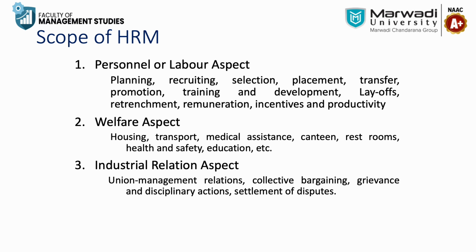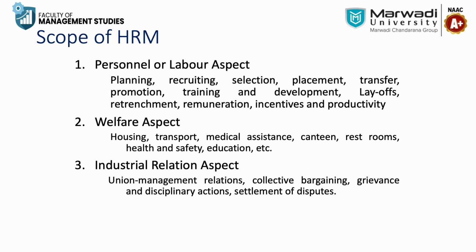Second one is about the welfare. You have to look after the welfare of the employees. It's not that you just recruit somebody and then don't take care of them. So what about the welfare? Some companies offer housing facilities, maybe some transport facilities, medical assistance, canteen, restrooms, health and safety, education. Again, these are the basic requirements of an employee. So that is the welfare aspect, and the third one is the IR aspect.